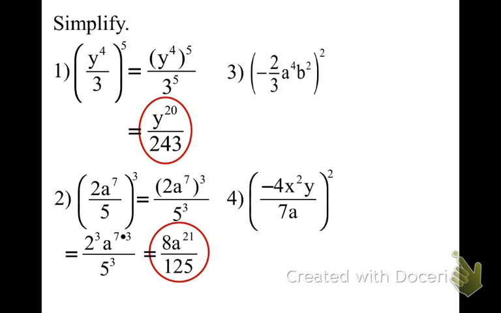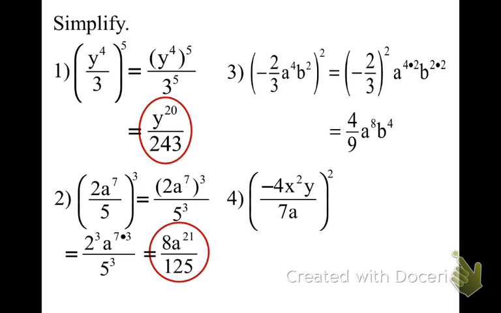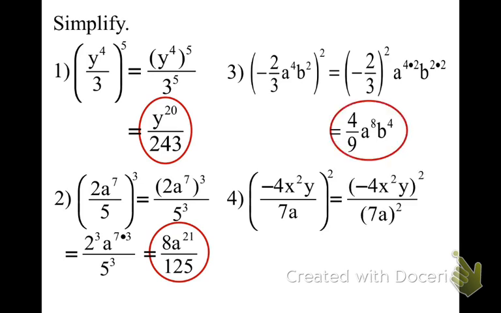Okay, the fraction, 2 is squared, 3 is squared. So it's going to be 4 over 9. A to the 8th and B to the 4th. 4 over 9. Next one, 16 x to the 4th, y squared, all over 49 a squared.